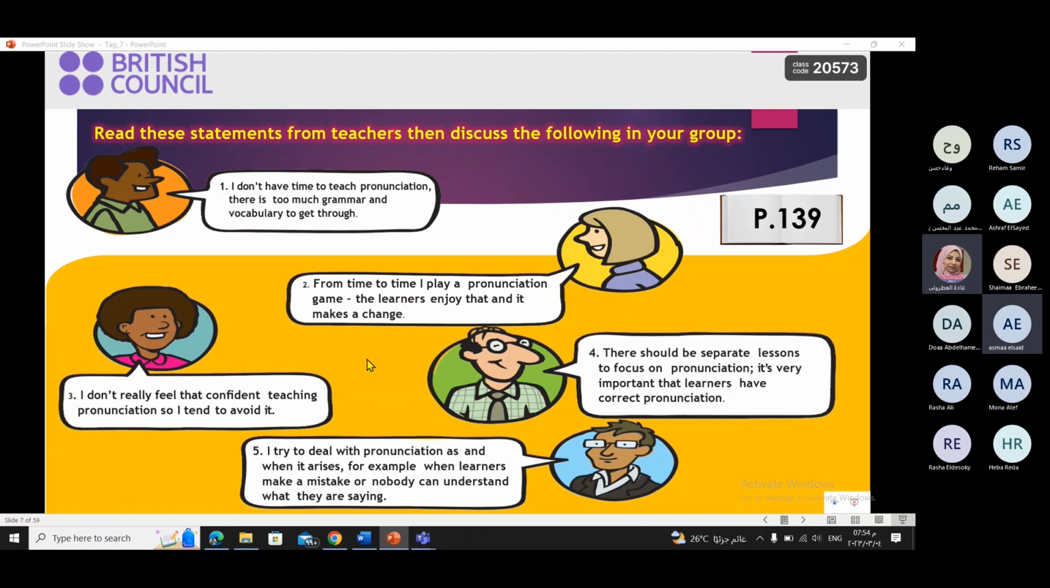Number 3 says, I don't really feel that confident about teaching pronunciation, so I tend to avoid it. Have you ever had this feeling, that you are uncertain about teaching a specific aspect of pronunciation, so you avoid it, you neglect teaching pronunciation? Have you ever had this feeling before?